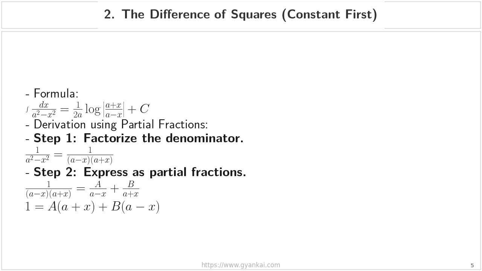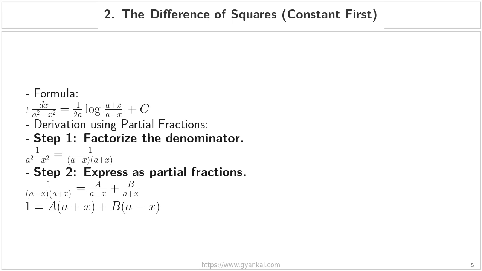To get rid of the denominators, we multiply both sides of the equation by the original denominator, which is (a minus x)(a plus x). This gives us 1 equals A times (a plus x) plus B times (a minus x). This is a crucial step, as it allows us to solve for the unknown constants, A and B.